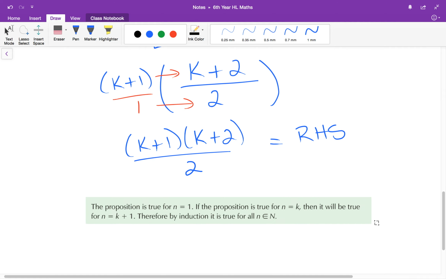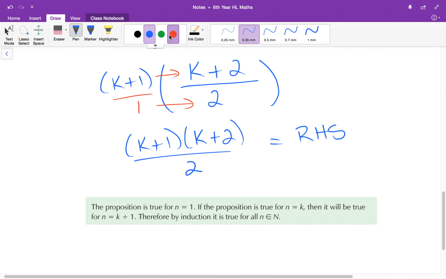So then you put in your final step, which is, I suppose, technically step 4 of your proof by induction, which is that we have shown that the proposition is true for n equal to 1. If the proposition is true for n equal to k, then it is true for n equal to k plus 1. So we proved k plus 1 using the assumption, so that's what that second line means. And therefore, by induction, it is true for all n is an element of the natural numbers.